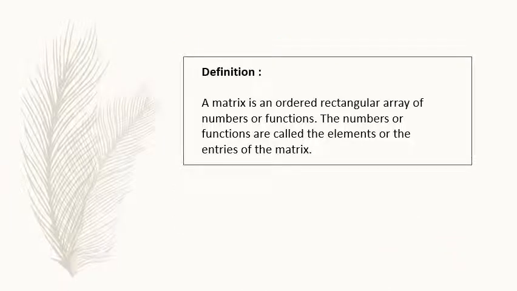Here is the definition of a matrix. A matrix is an ordered rectangular array of numbers or functions. That is, a matrix consists of elements which are in a specific order. The numbers or functions are called the elements or the entries of the matrix.